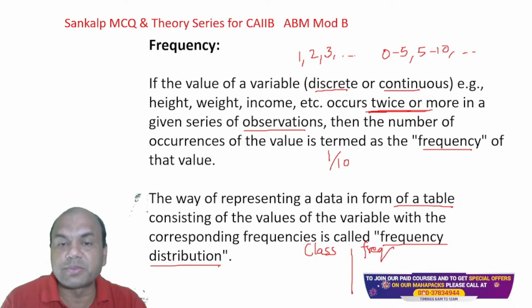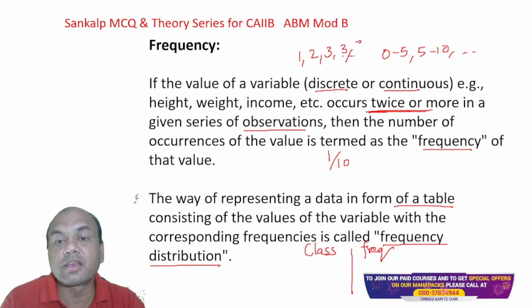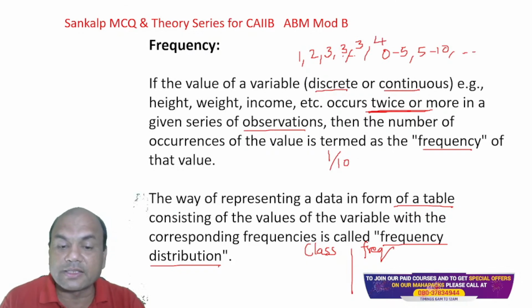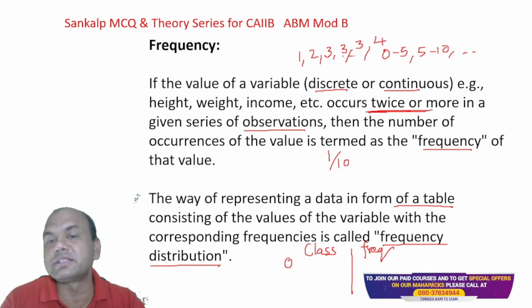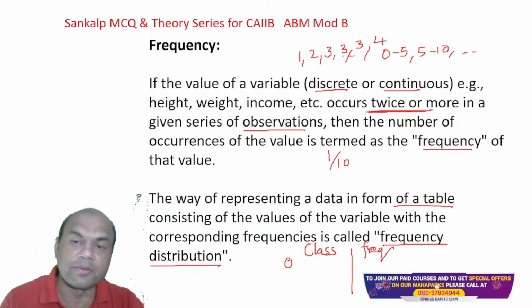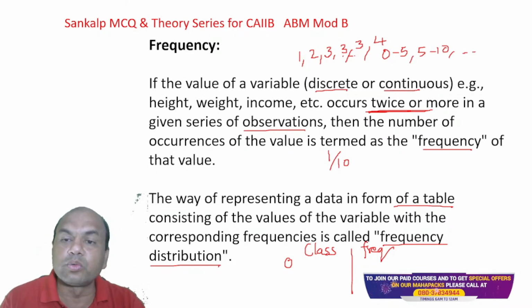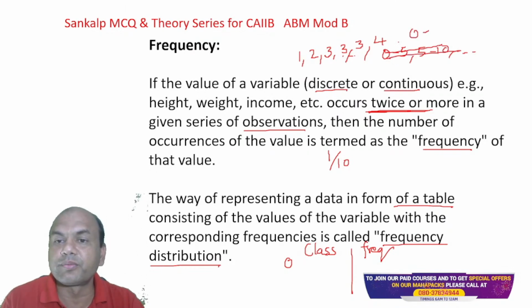Now I'll explain it. Suppose I have these numbers 1, 2, 3, then 3 again, then 3 again, then 4. And I start writing these classes, 0 to 5. 0 to 5 means everything will be over here only, so let me make smaller classes: 0 to 2, 2 to 4, and then go on 4 to 6, so on.